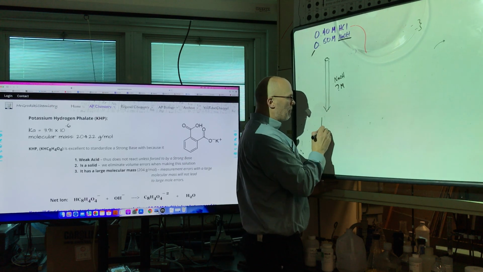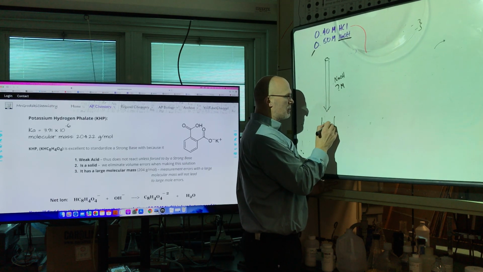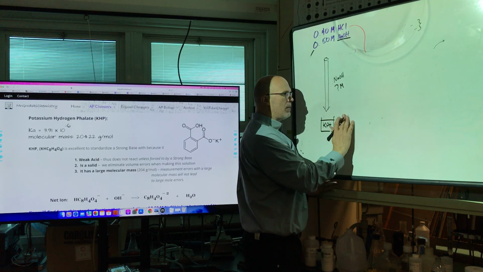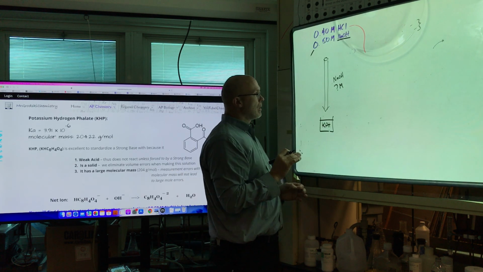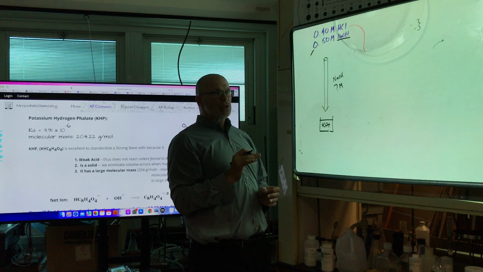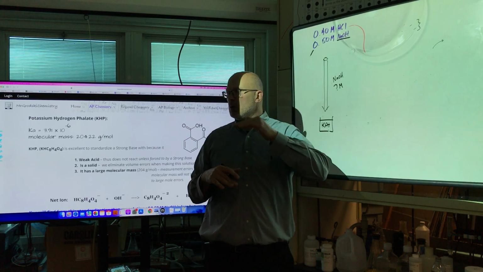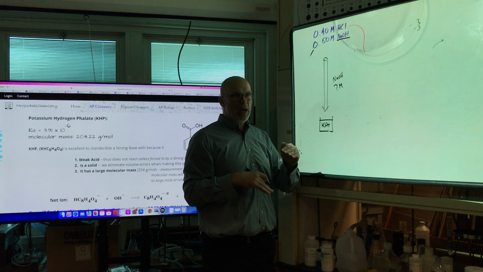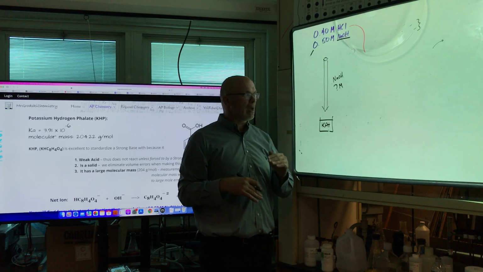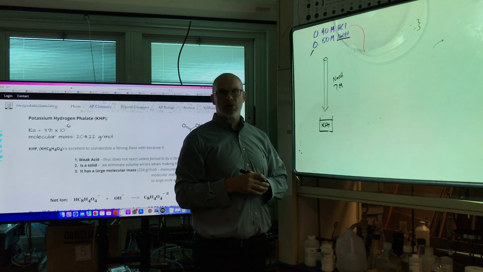Okay, here we're going to put KHP. Here's the cool part. So how do we design this titration? This is part of your lab. The question is, how much do I want to actually add? Because I don't want to add 4 liters. How much of the NaOH do I want to add?